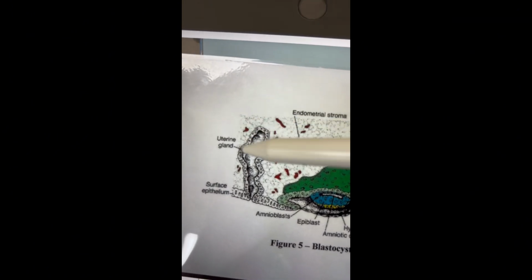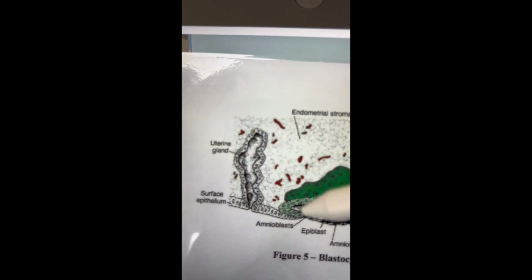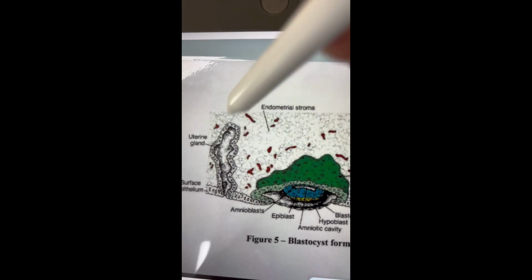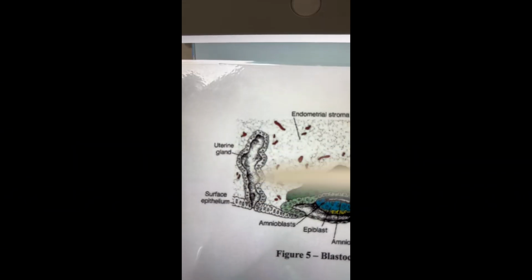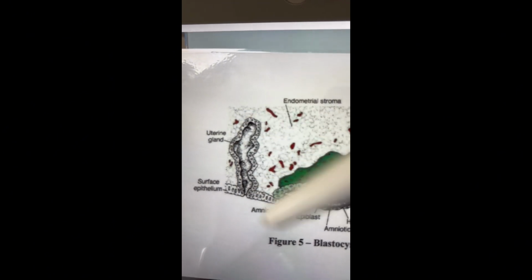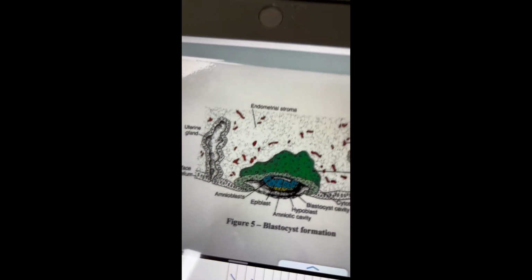Now, in the pictures, the uterine gland is shown. As you guys see in here, it's basically a gland that is in the endometrium itself. And its responsibility is basically to secrete uterine milk and the nutrients to the developing embryo.